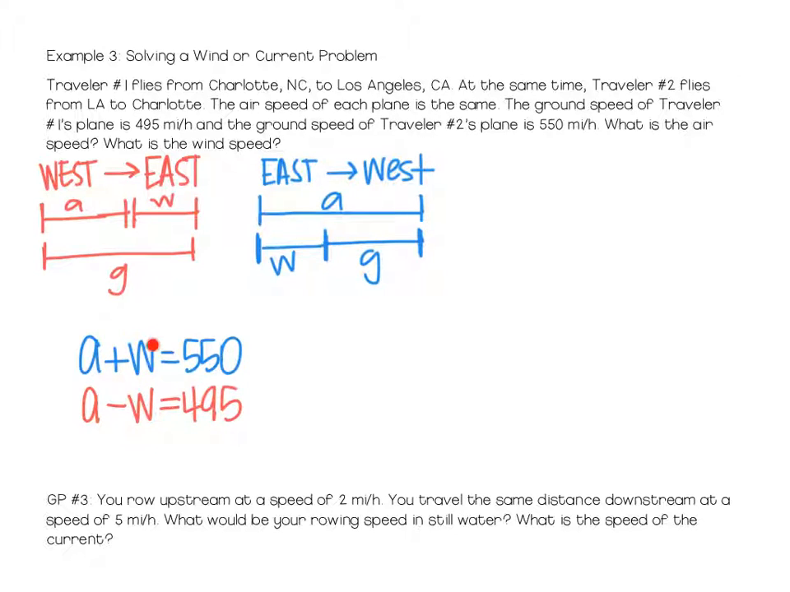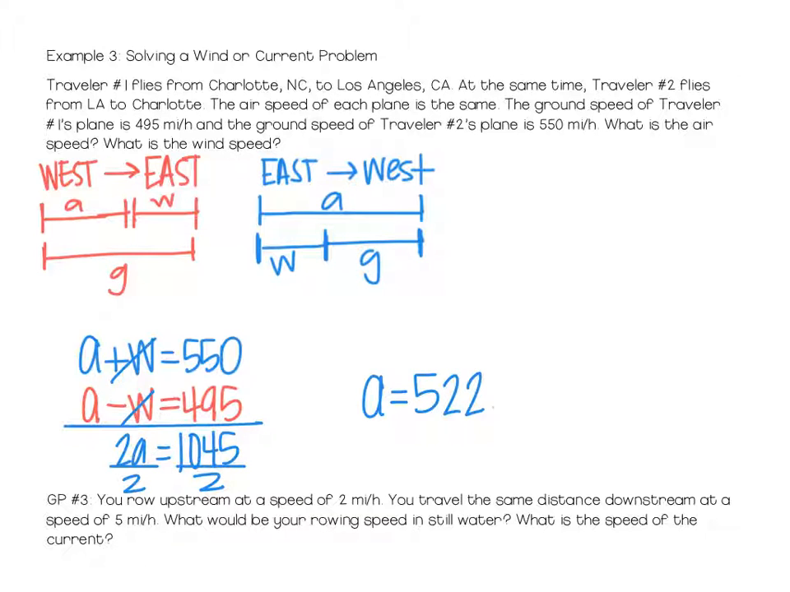Okay, the best method to solve this would be elimination, because the two wind speeds are going to cancel each other right here. So that's going to give me 2A, that cancels, and I get 1,045. Divide both sides by 2, and I get that both planes' airspeed is 522.5 miles per hour. They want to know the wind speed, so we're going to take this and plug it back in here.